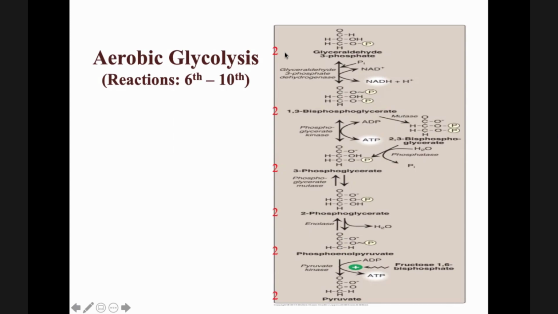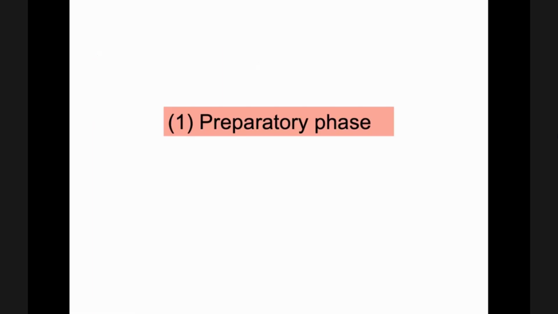You see now we have 2 glyceraldehyde 3-phosphate, we have 2 1,3-bisphosphoglycerate, we have 2 3-phosphoglycerate, and we have 2 2-phosphoglycerate, because in here it's 3, but then the phosphoglycerate mutase will change the place of the phosphate group to the second carbon, and then that phosphate group will be removed, and then we will have the pyruvate. Okay, but this will be explained more in the next slides.